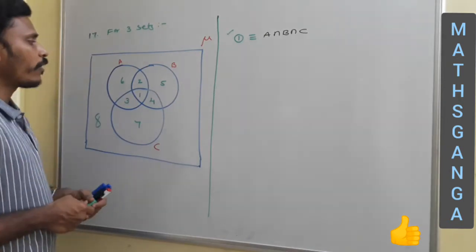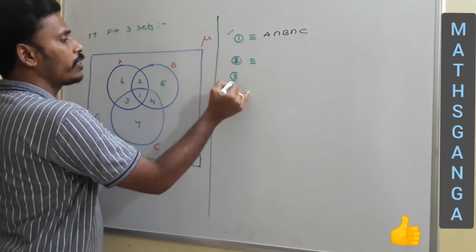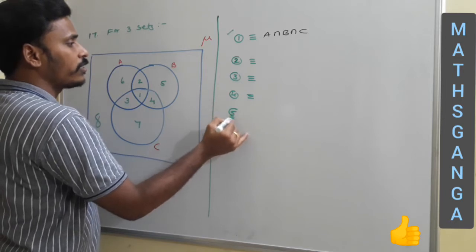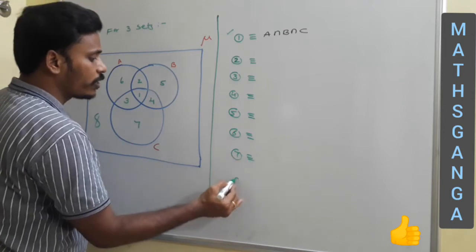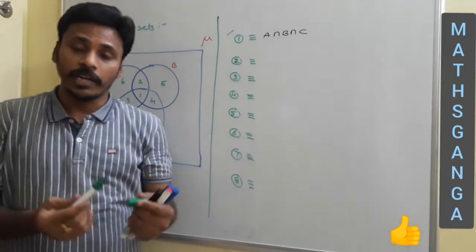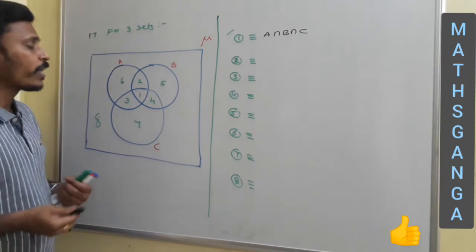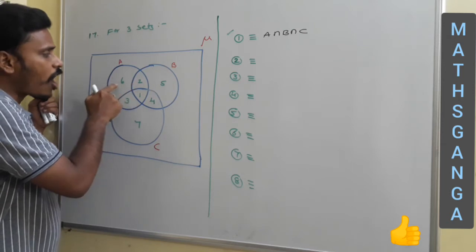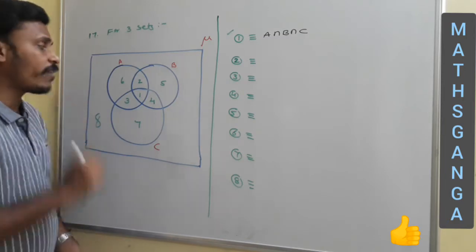Then what do you say about region 2? What do you say about region 3? Can you give a name for region 1, region 2, region 3, region 4, region 5, region 6, region 7, as well as region 8? First of all, I am taking individual regions. After that, I will take 2 or more regions at a time and try to give names. Along with me, just follow me. Region 2, just think about it. This region 2 is common for both A and B, but not included in C. Is it right? Just have a look.